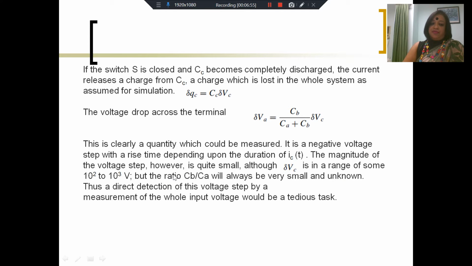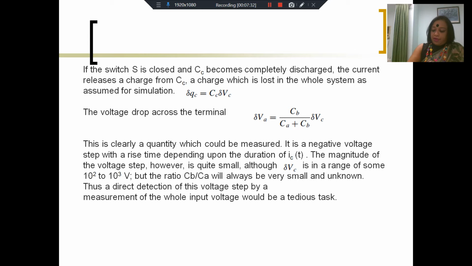Delta VC would be in the range of 10 to the power 2 to 10 to the power 3 volts, but the ratio CB by CA is very small, and moreover it is unknown. So therefore, it would be very difficult to estimate. Even though we have access to delta VA, we can measure delta VA, but to relate delta VA to the actual value of delta VC would be very tedious. Even if possible, most of the time it is not going to be possible. So thus, a direct detection of this voltage step by a measurement of the whole input voltage would be a tedious task, and we will not attempt it.